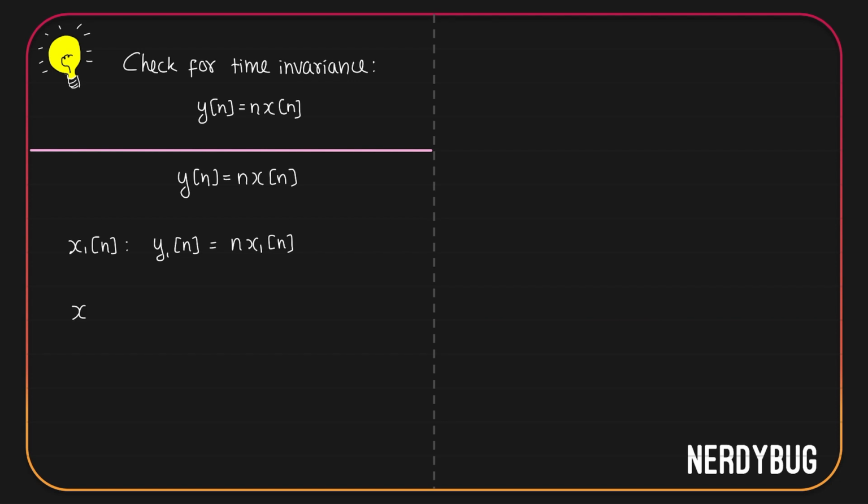Let's take another sample input x2 of n, which is actually a time shifted version of x1 of n. x2 of n is x1 of n minus n naught. I am giving this as the input to the system. So I'll get y2 of n, which will be n x2 of n, but x2 of n is x1 of n minus n naught. So we get n x1 of n minus n naught. This is the output we get for a time shifted input.